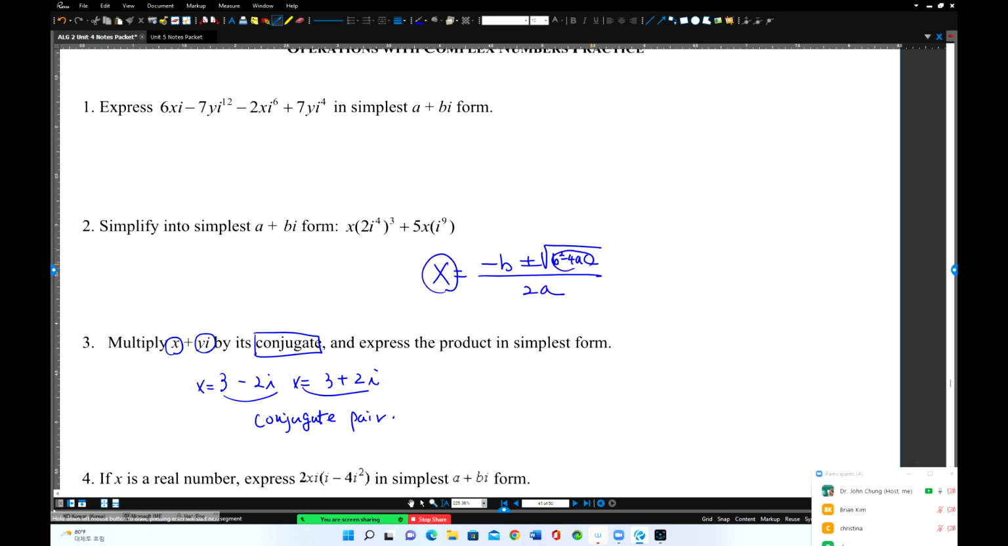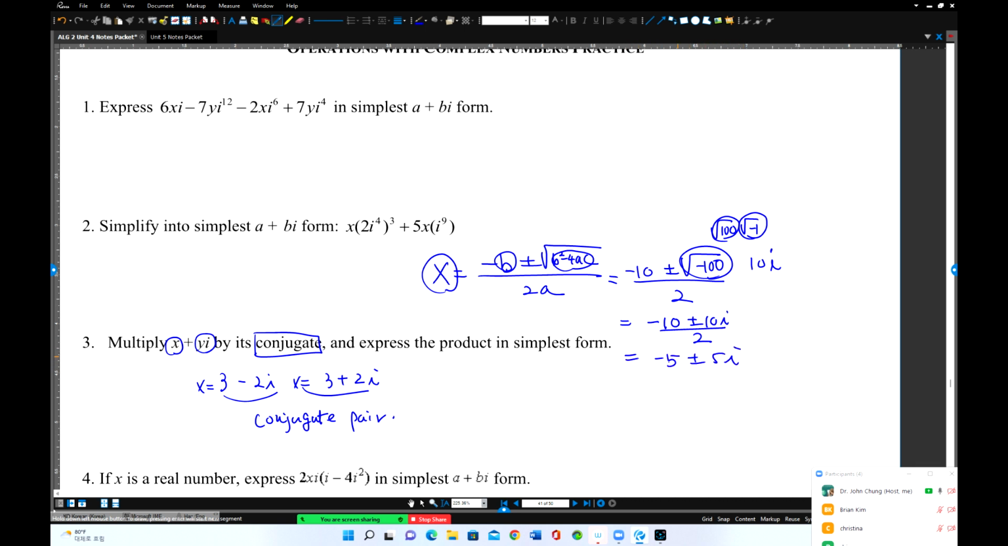If the number under the root is negative, I'm going to use some numbers: negative 10 plus or minus the square root of negative 100, over 2. What is the root? The square root of negative 100 is 100 times root negative 1, which is i, so this is 10i. So the root is negative 10 plus or minus 10i, divided by 2. When you simplify, negative 5 plus or minus 5i.